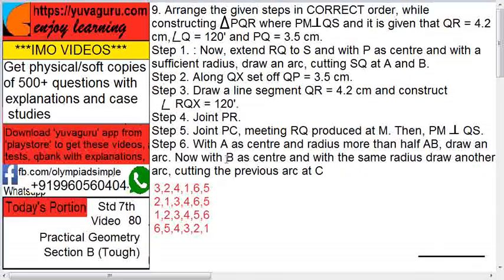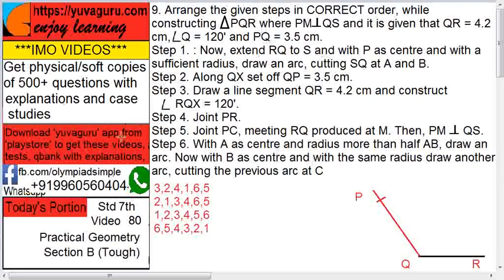Now once you get step 3 as the first step, check which option has this as the first step. Now check only the sequence. You have got the answer. Then step 2: along QX set QP equals 3.5. Yes. Now the remaining steps are in sequence. You just check them one by one and you'll get the answer. No need of wasting time. You take the compass and a ruler and try it yourself, because that is very important.